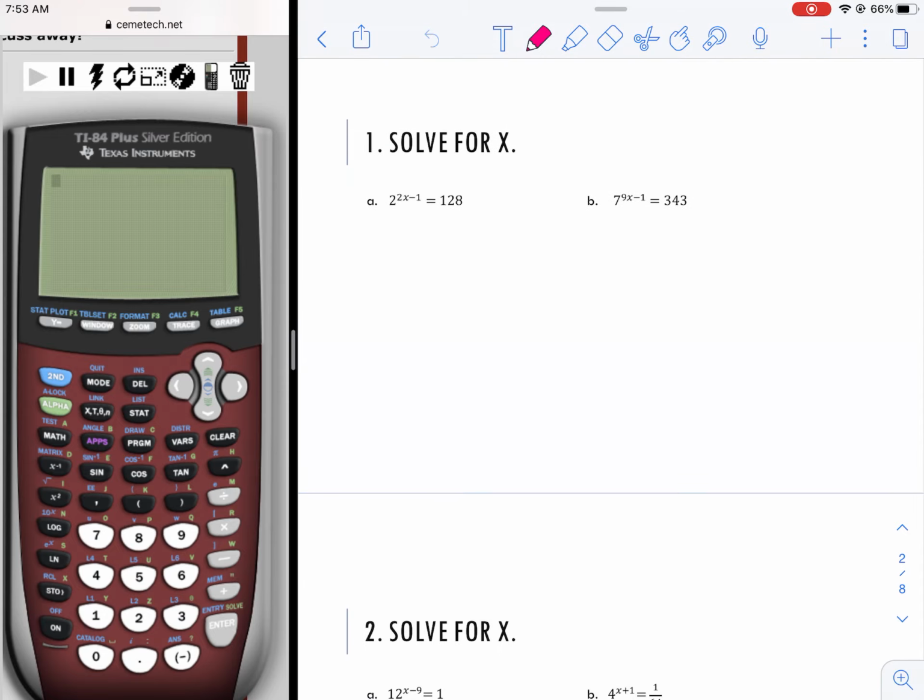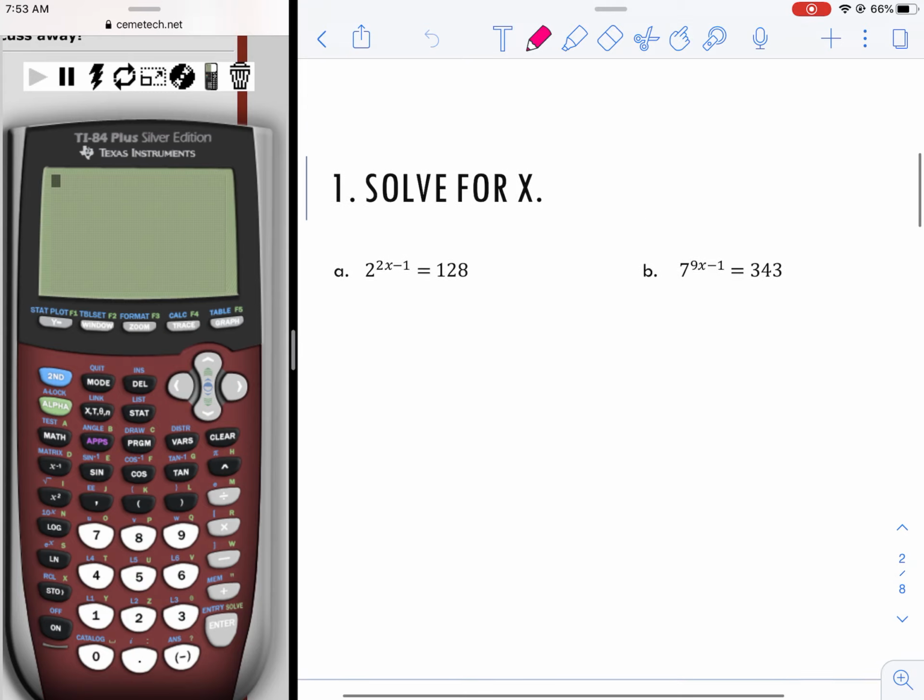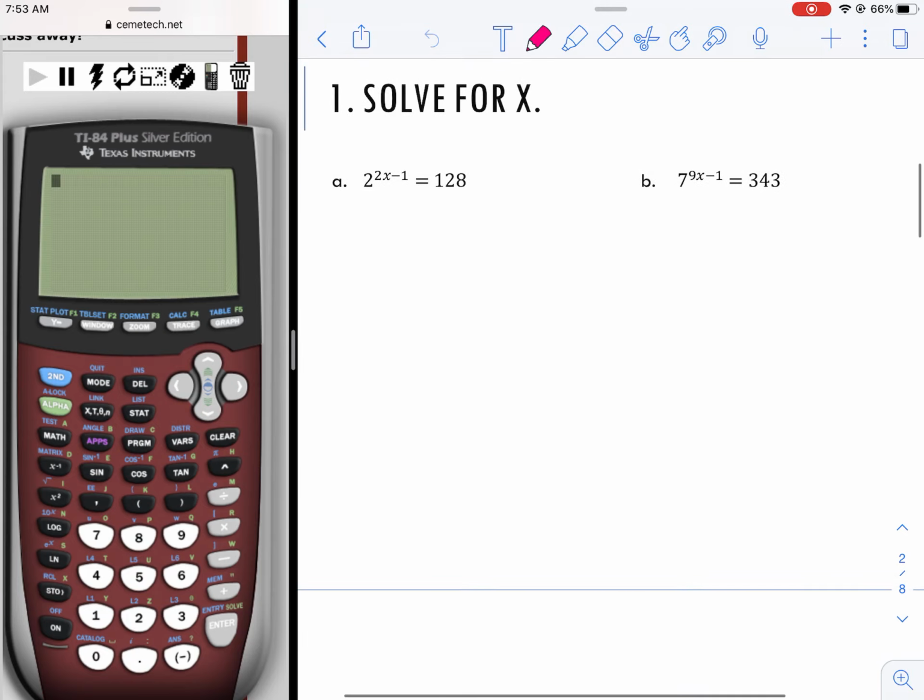So the first topic I'm going to review is solving exponential equations. This is the topic that we've talked about the last couple of days, and our goal when we're trying to solve for a variable in the exponent is to write each side of the equation with the same base. So if we look at this first set of examples, we have 2 to the 2x minus 1 equals 128.